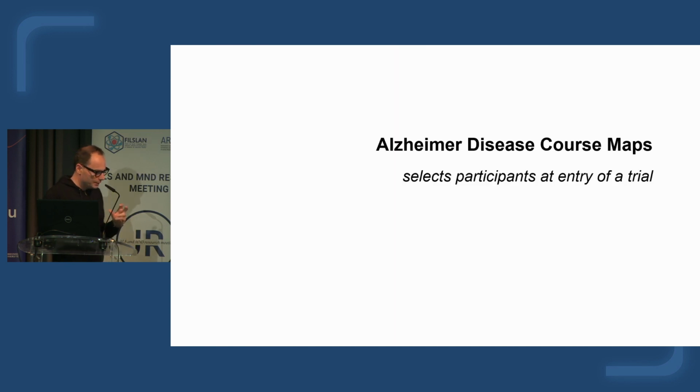So that's a way we can assess the prediction of the model. But then the question becomes, okay, it's good. You can forecast to some extent how the participants will be in 3 years' time. But how is that useful in practice? So there are different answers to that. One I would like to focus on here is the way we can select participants at entry of a trial.